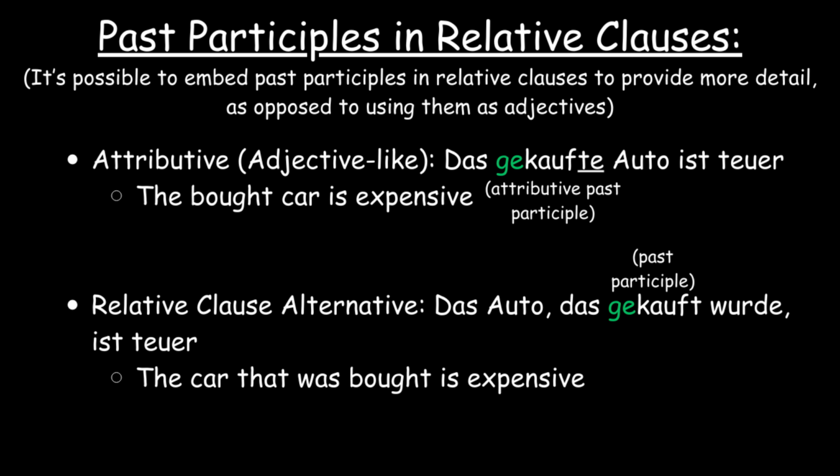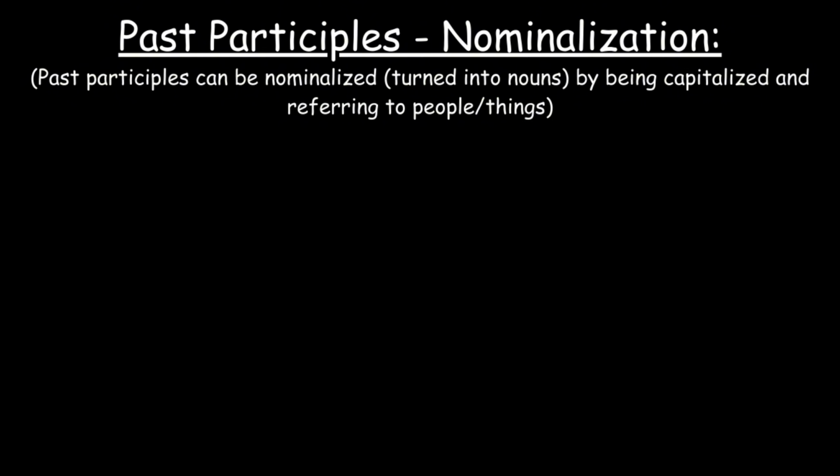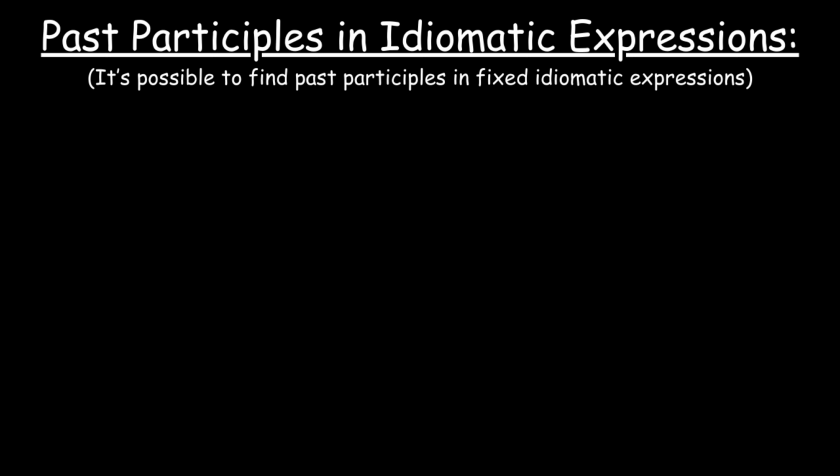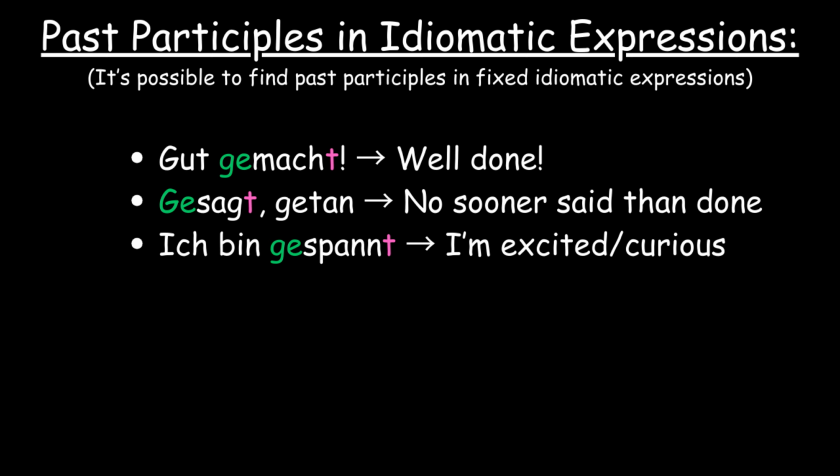Aside from this concept, past participles can be nominalized, meaning turned into nouns, by being capitalized and referring to people or things, like der Verletzte, die Verlorenen, das Geschriebene. Lastly, it's possible to find past participles in fixed idiomatic expressions, like gut gemacht, gesagt, getan, ich bin gespannt.